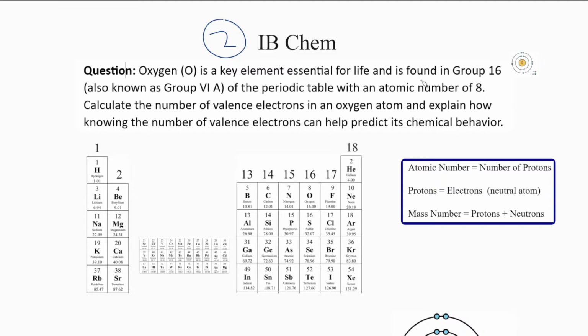So oxygen is in group 16. Atomic number 8. They want to know the number of valence electrons in an oxygen atom. See if you can figure that out. Put it in the chat. See if you're getting this. Emily's telling me all the time, and I agree with that. It's so integral to learning chemistry.